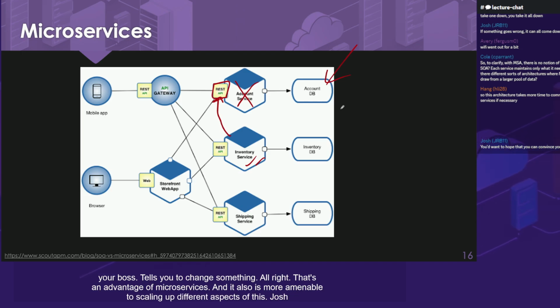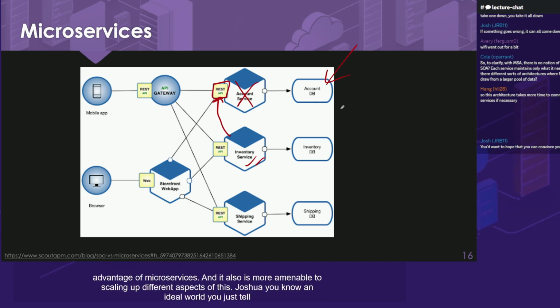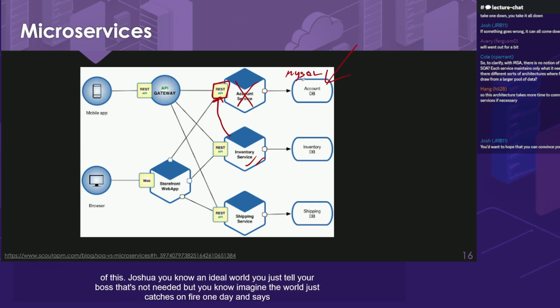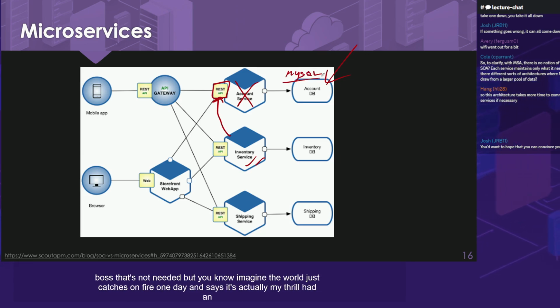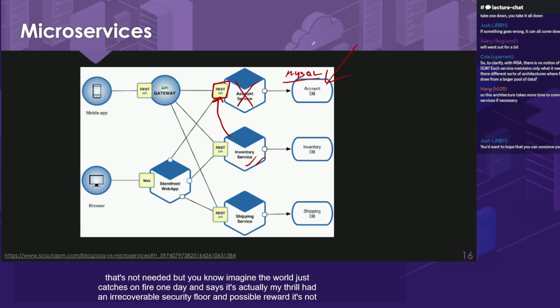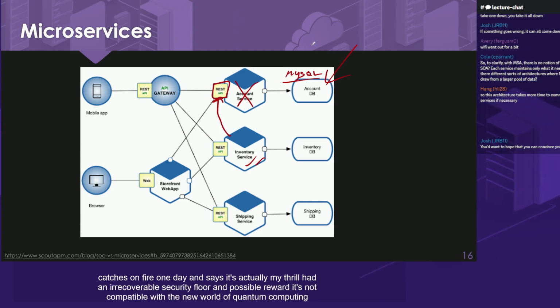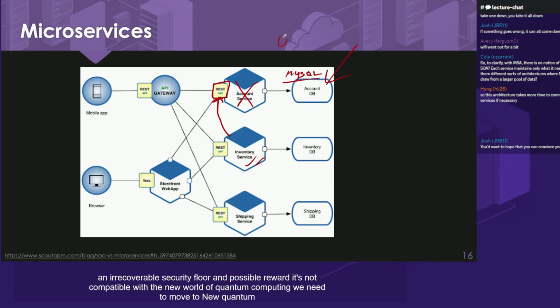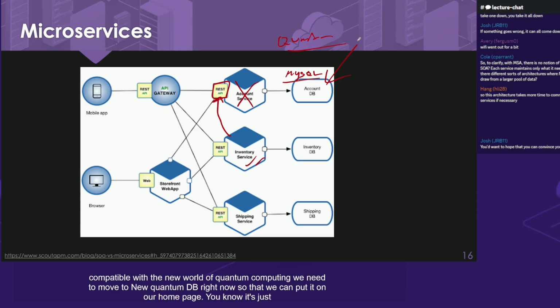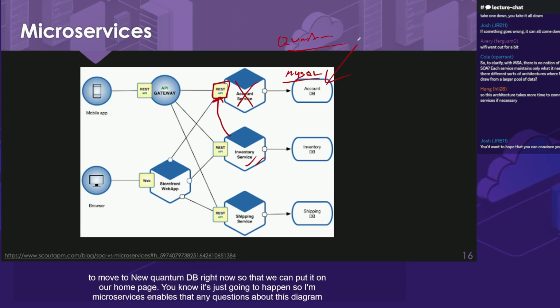Josh, yes, that's right. In an ideal world, you just tell your boss it's not needed. But imagine the world just catches on fire one day and says, actually, MySQL had an irrecoverable security flaw and just isn't possible, or it's not compatible with the new world of quantum computing. We need to move to new quantum DB right now so that we can put it on our homepage. It's just going to happen. So microservices enables that. Any questions about this diagram here about microservices?